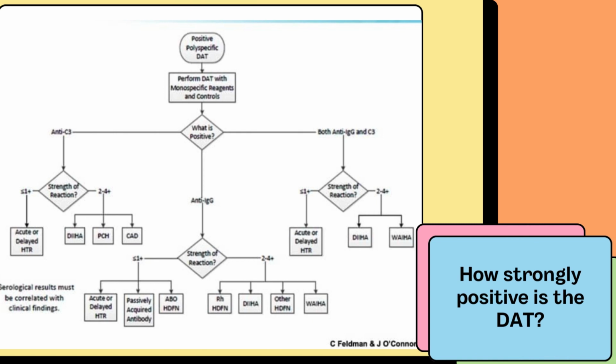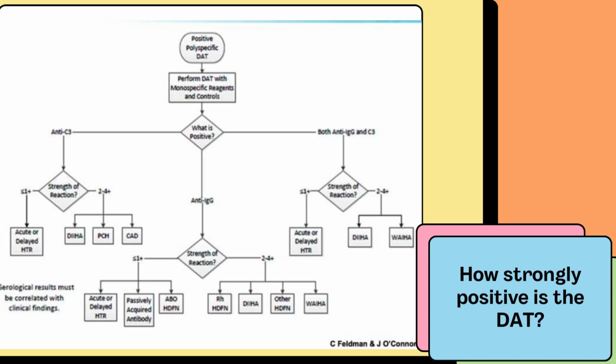How strongly positive the agglutination is on the DAT also makes a difference. If the C3d is detected, you would think, is this cold hemagglutinin disease versus a mixed picture or paroxysmal cold hemoglobinuria? If it was weakly positive, it might be a delayed transfusion reaction from an alloantibody against donated blood. If the anti-IgG is strongly positive, you would think of warm hemolytic anemia, hemolytic disease of the newborn from maternal alloantibodies, or antibodies against a specific drug.